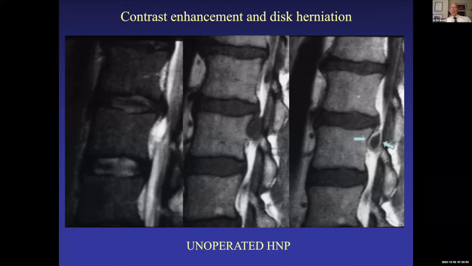This was a case where we happened to do contrast on an unoperated back. Contrast is very helpful in post-op cases in distinguishing scar from recurrent disc herniation. We're not going to talk a lot about it. We'll talk a little bit. But here you can see this patient has an inferiorly extruded and migrated disc fragment that maintains its hydration. So on the T2 image, it's white. It's gray on T1. And on contrast, you can see peripheral enhancement.